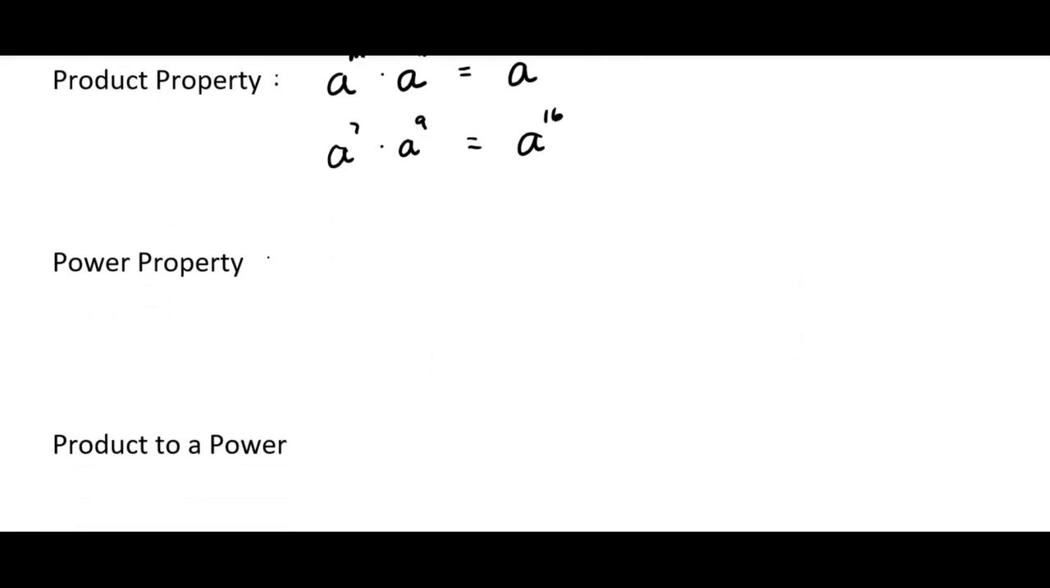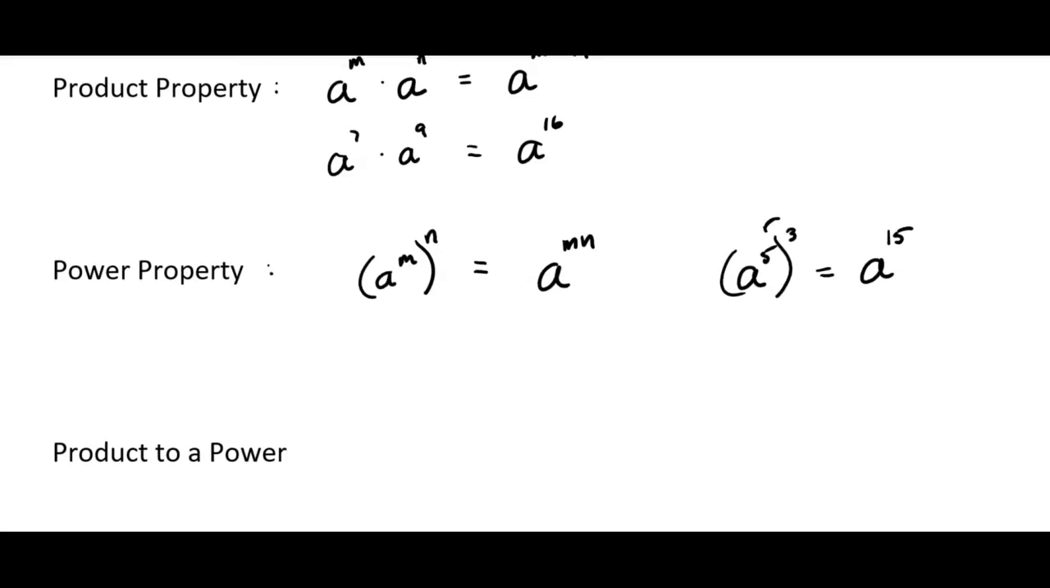All right, the power property. So if you have a to the m, and then you raise it to the nth power, that's going to equal a to the mn. You multiply those powers. So I always say power to a power, you multiply them. So if you have a to the 5th to the 3rd, that's going to equal a to the 15th. Okay? So you're going to multiply those. Power to a power, you multiply them.